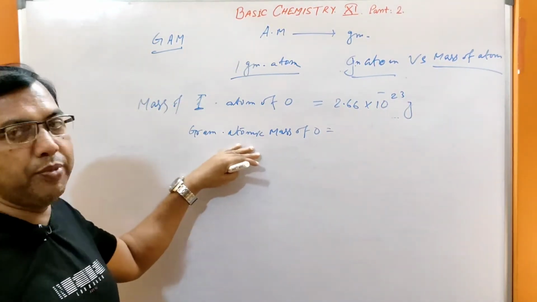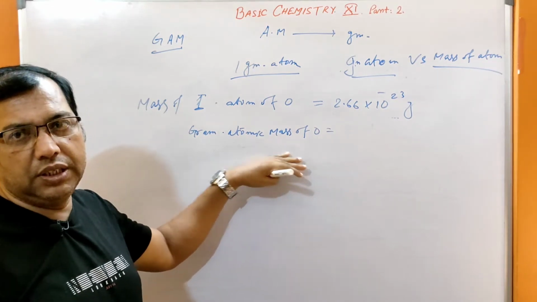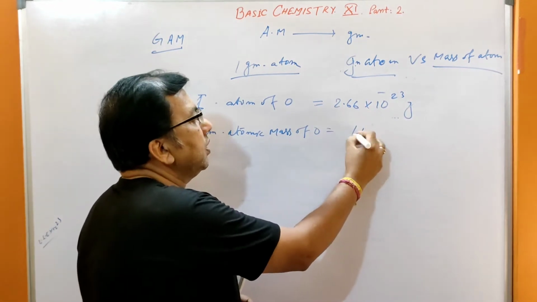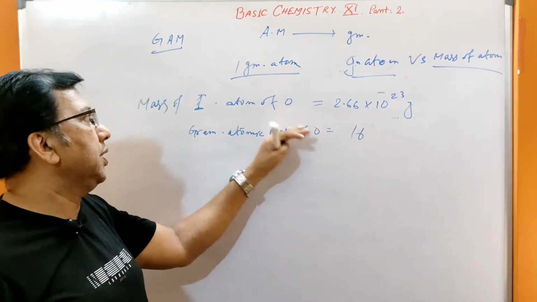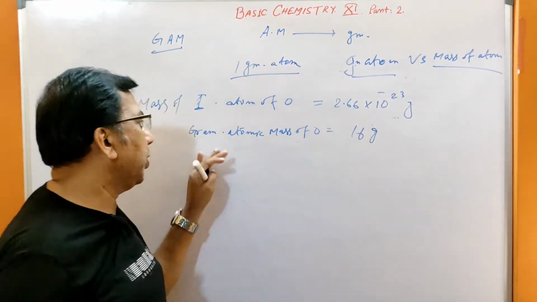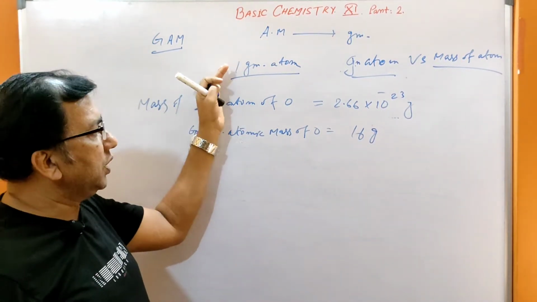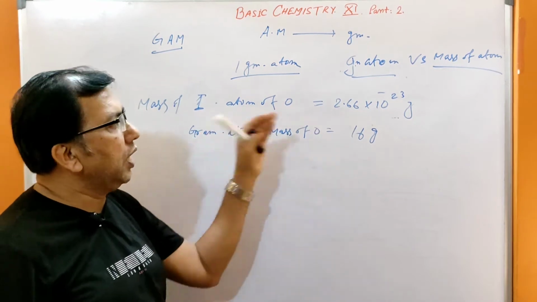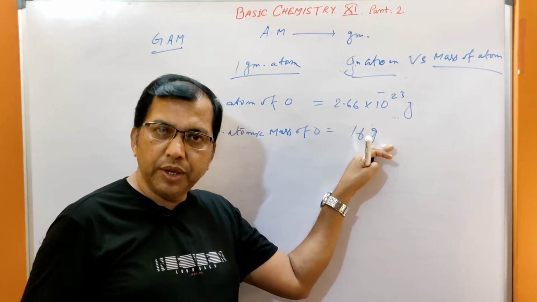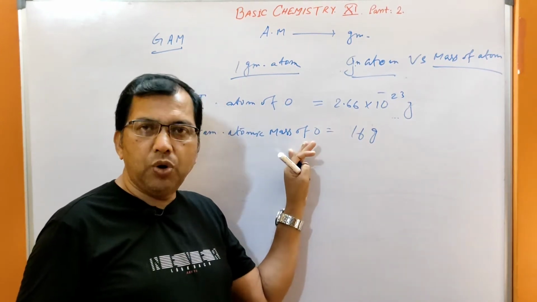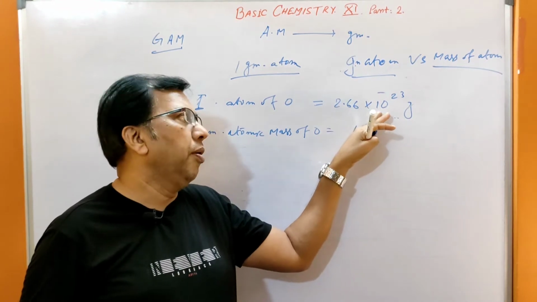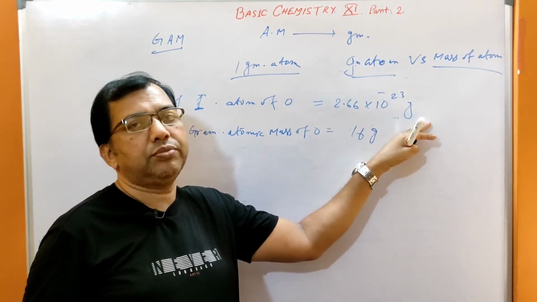Gram atomic mass of oxygen कितना? 16. Clear? That means atomic mass of oxygen converted into gram, that is 16 gram. So gram atomic mass of oxygen equals to 16 gram, and the mass of one atom of oxygen is 2.66 × 10 to the power minus 23 gram.